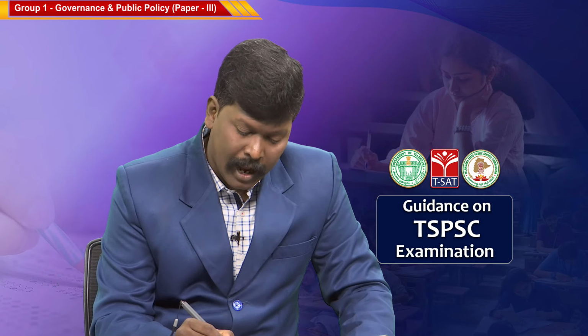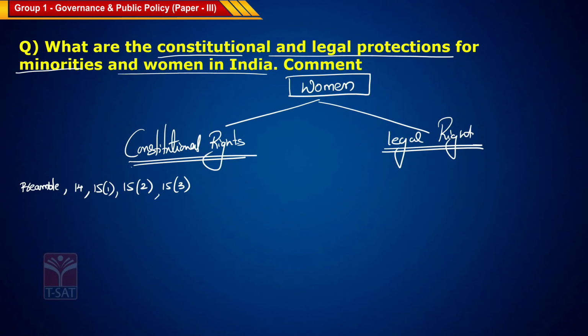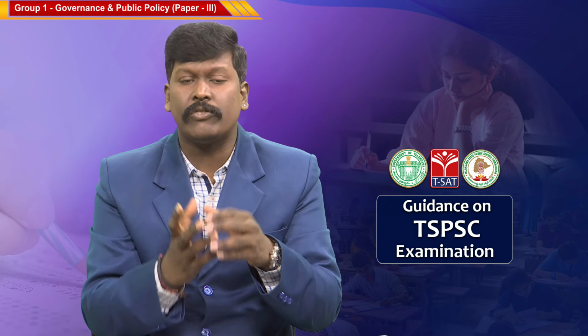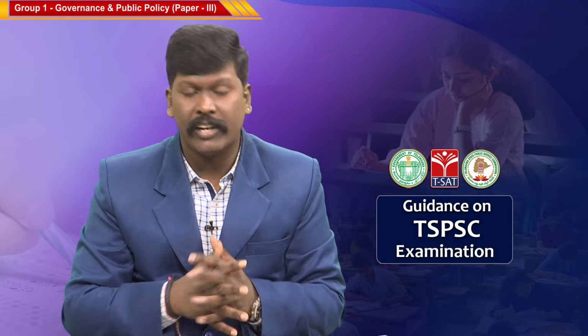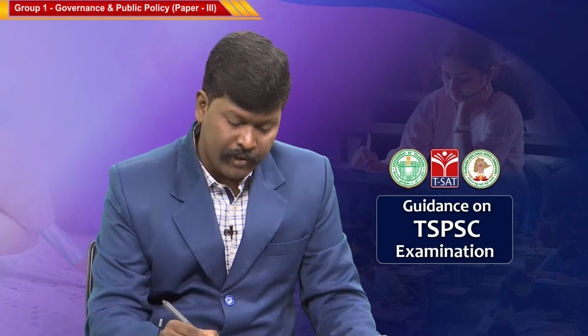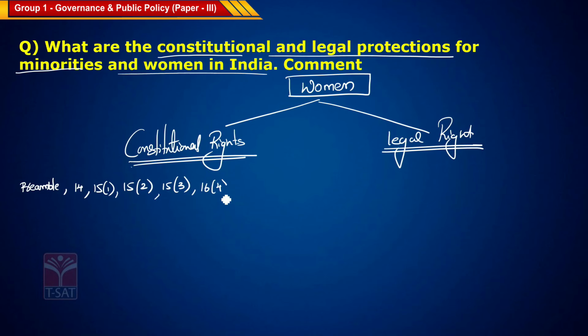The next one is Article 15, Clause 3. What is Article 15, Clause 3? The state can come up with special provisions, reservations to women and children. So, this is Article 15, Clause 3, special mentioning to women. Then we have Article 16, Clause 4. The state can make special provisions to socially and educationally backward people. Okay. Prohibition of untouchability. Article 17, prohibition of untouchability. Even women, it is related to women.